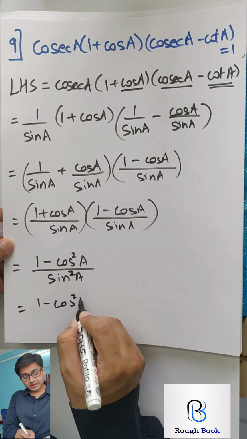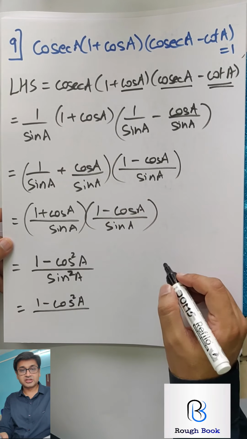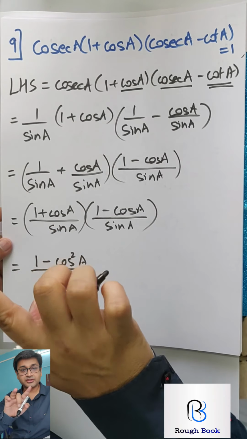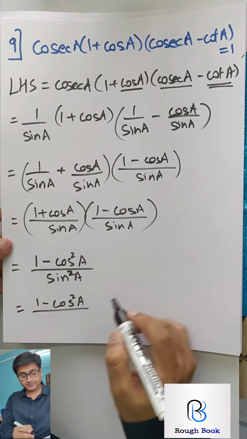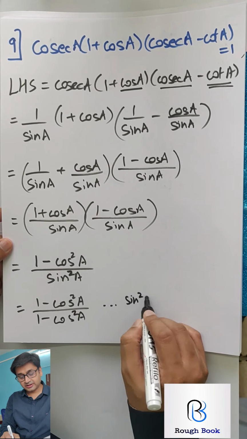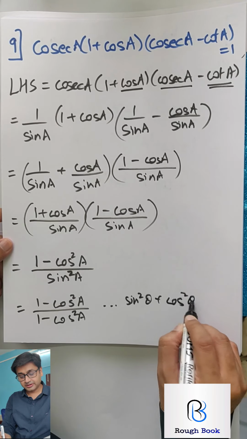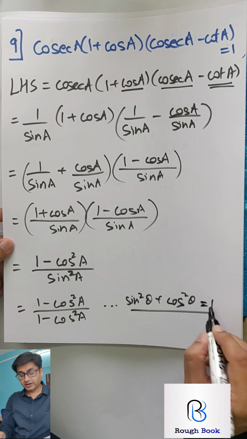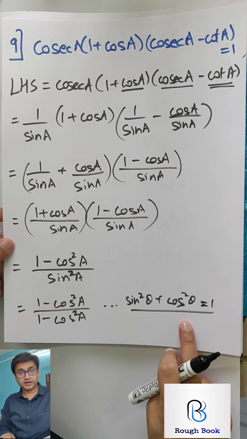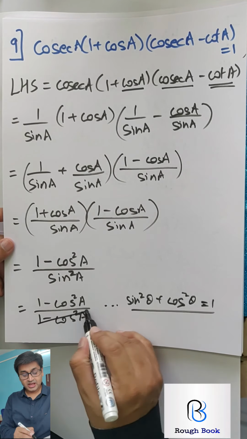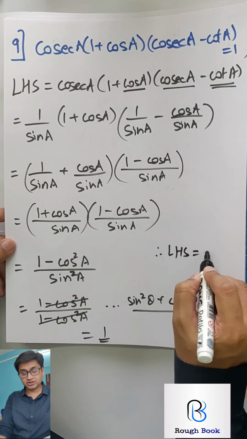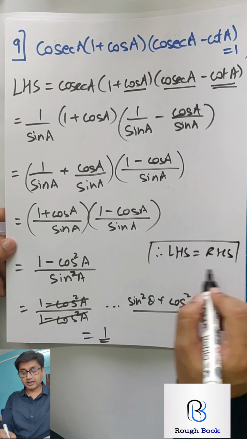1 minus cos square. What can I write for sine square? Sine square plus cos square is equal to 1. So sine square is equal to 1 minus cos square. So 1 minus cos square. Reason: sine square theta plus cos square theta is equal to 1. So wherever we are using the square ratios, you are supposed to write the reason. They get cancelled and what I get is 1. So therefore you can say LHS is equal to RHS.